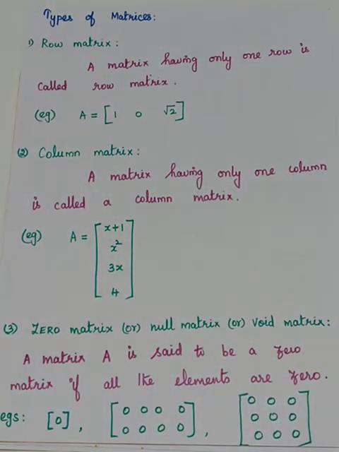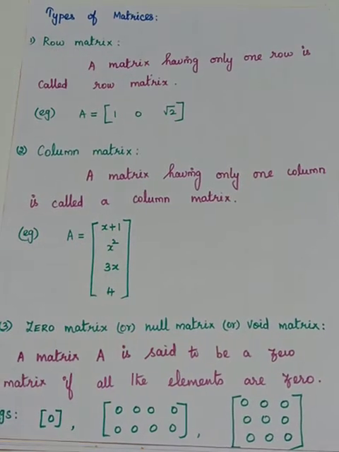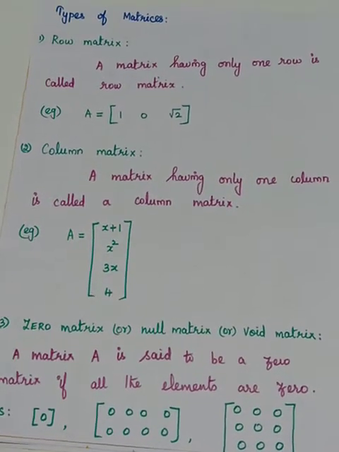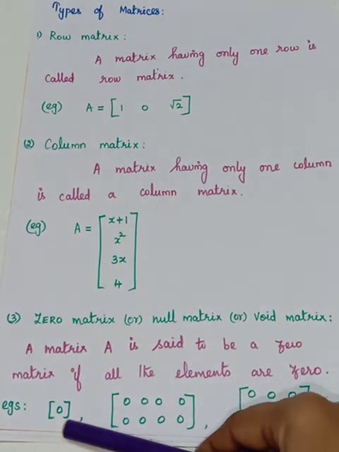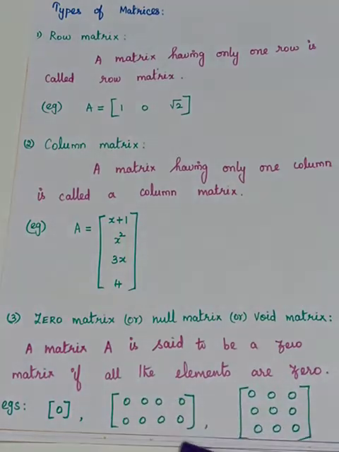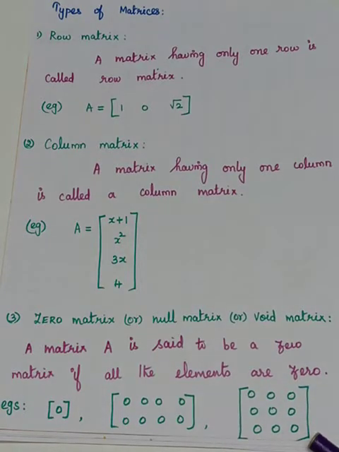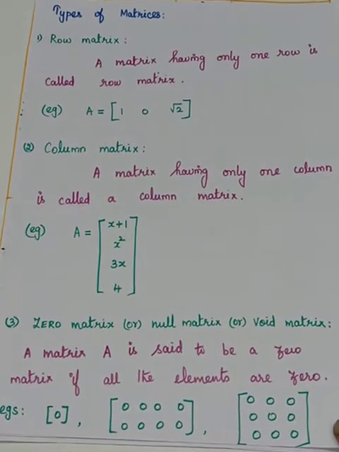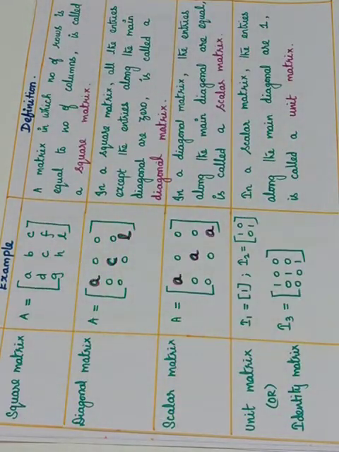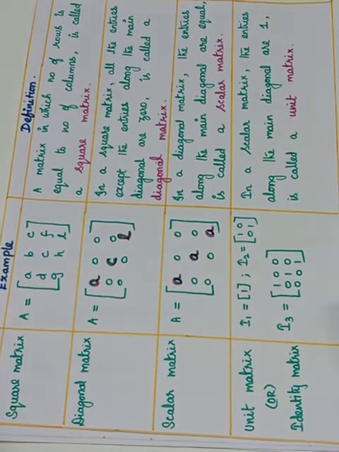Okay, and you see the zero matrix, or otherwise we can call it a null matrix or void matrix. So what is called a zero matrix? All the entries in that matrix are zero. That matrix is called a zero matrix. This is a zero matrix of order 1 by 1. This is a zero matrix of order 2 rows and 4 columns, 2 by 4. This is a zero matrix of order 3 by 3. Okay, all the elements in the matrix are 0. That matrix is called a zero matrix or null matrix or void matrix.